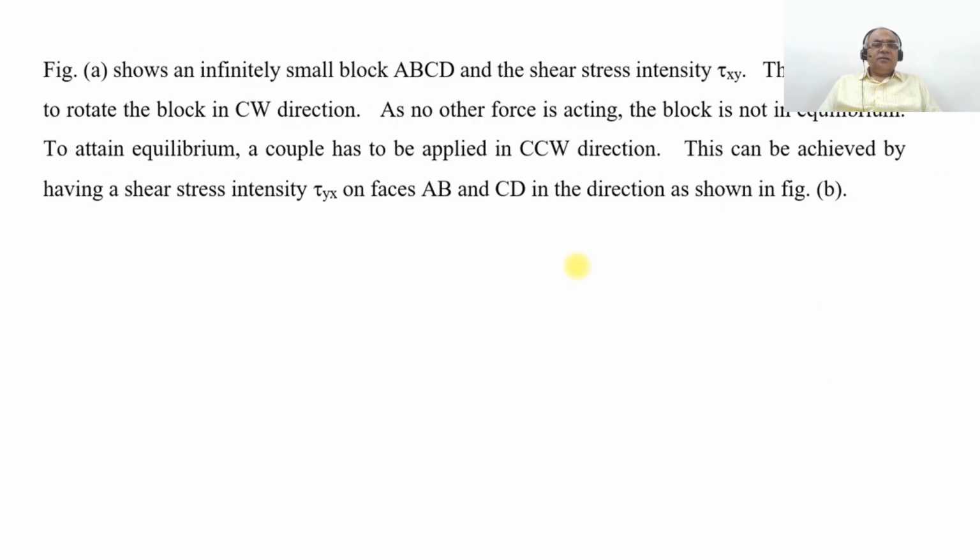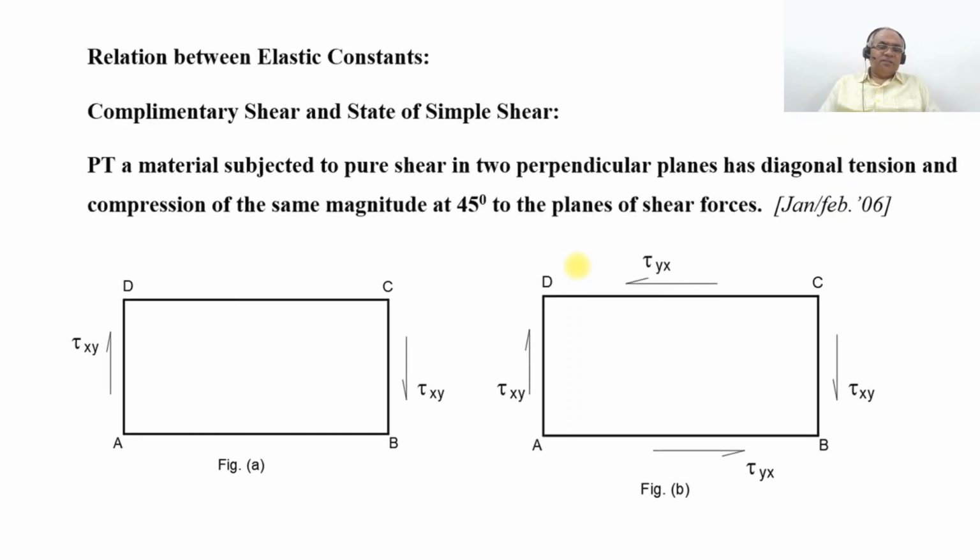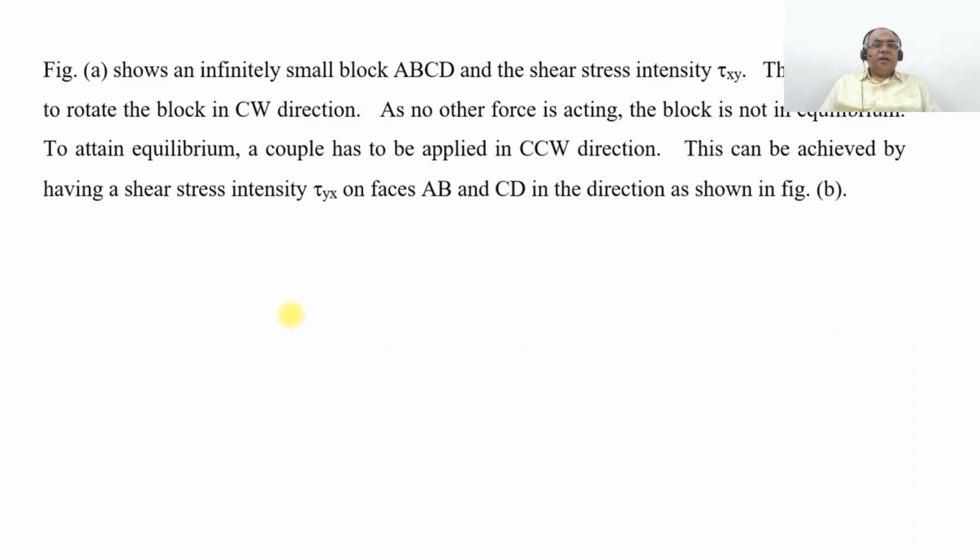Now, figure A shows an infinitely small block ABCD with shear stress intensity tau xy. This shear tends to rotate the block in the clockwise direction, as no other force is acting. Now the block is not in equilibrium. In the first block ABCD, tau xy is applied in only one direction, on two parallel faces, so it tends to rotate in the clockwise direction. But now the body is not in equilibrium condition. To attain equilibrium, a couple has to be applied in the counterclockwise direction.